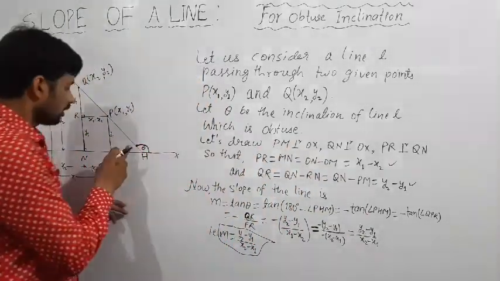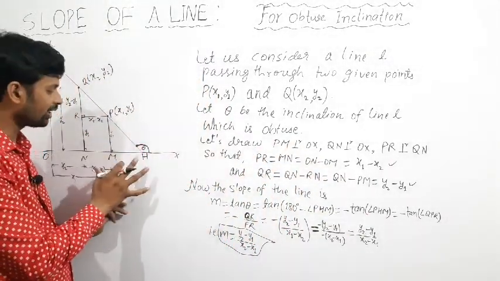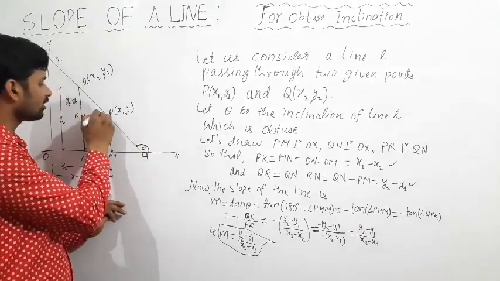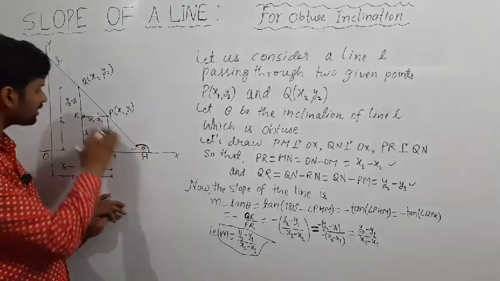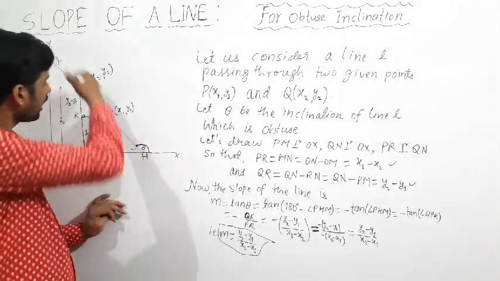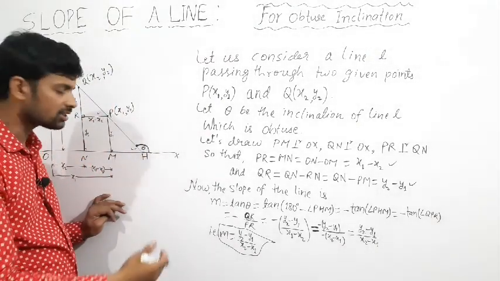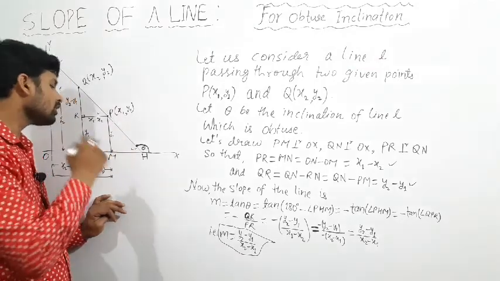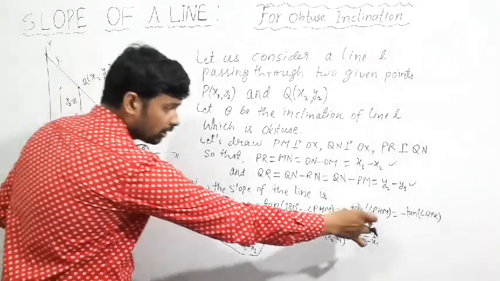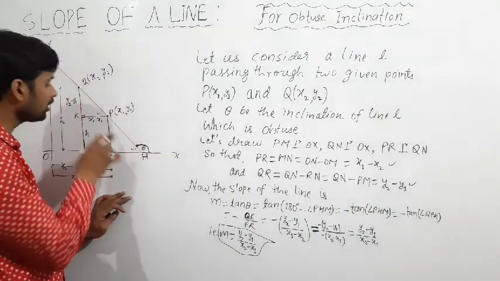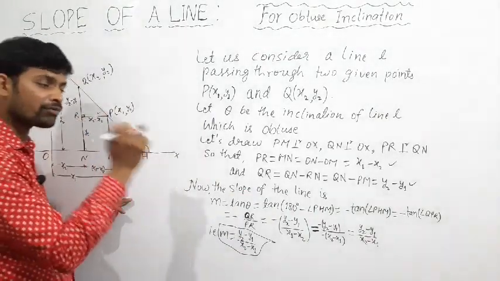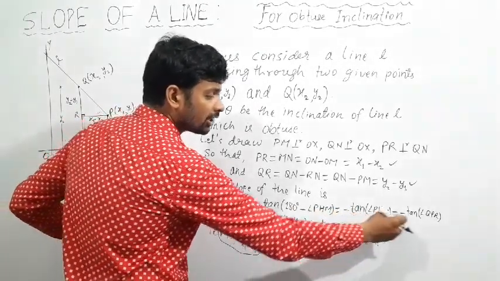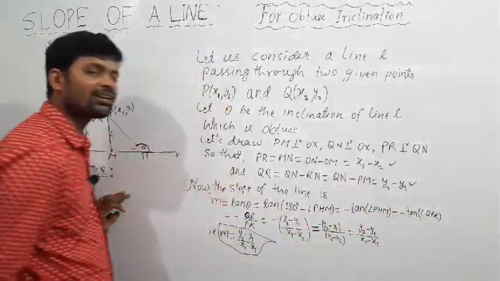Here is angle PHM. Look at the figure carefully. This angle is angle PHM, which is equal to this other angle. Why? Because OX and PR are parallel lines, and line L behaves like a transversal. So this angle is equal to this angle by the concept of corresponding angles. So angle PHM can be written as angle QPR. Now the slope of line m is minus tan of angle PHM, meaning minus tan of angle QPR.